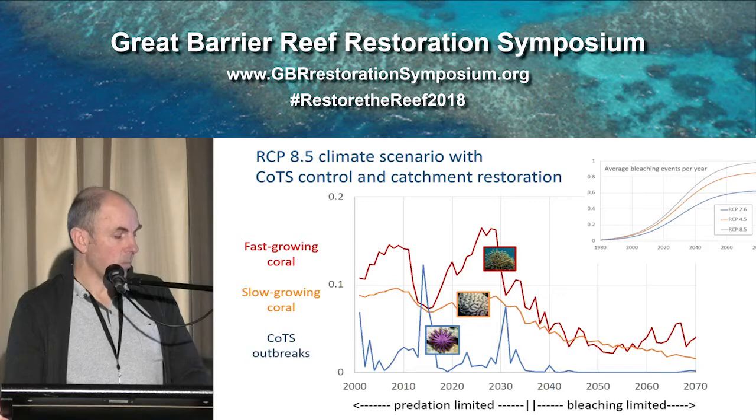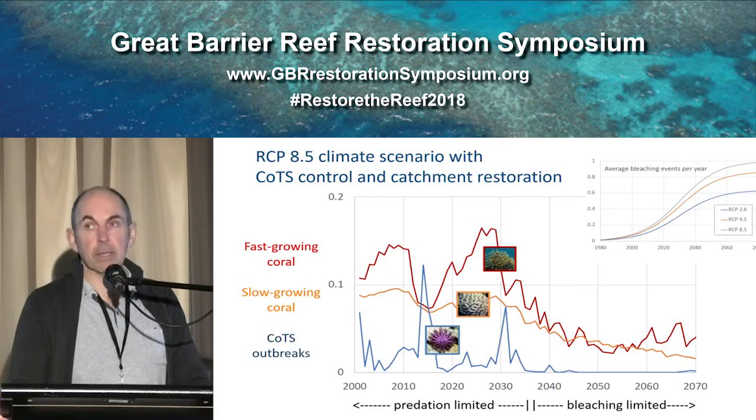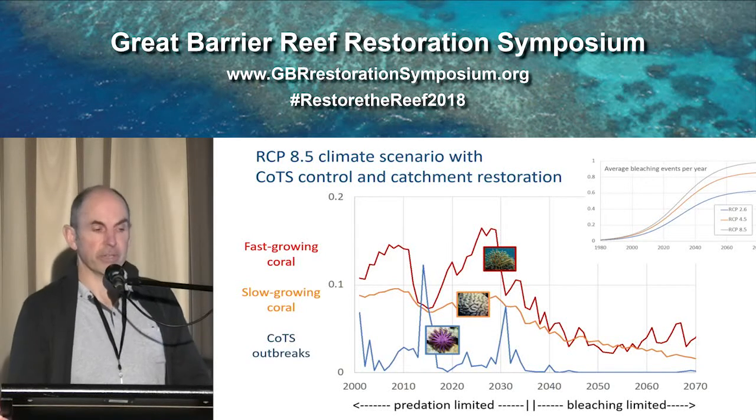One thing you can see there is that an emergent property of the model is that it generates CoTS outbreaks at about the frequency that's observed. So every 15 to 20 years, you get a CoTS outbreak. And that time scale, I think, is really being set by the rate of recovery of the corals. This simulation, as I said, still involves CoTS control, but it's very difficult to actually prevent the CoTS outbreaks. It's just that there'll be a smaller amplitude and they do a lot less damage with CoTS control.